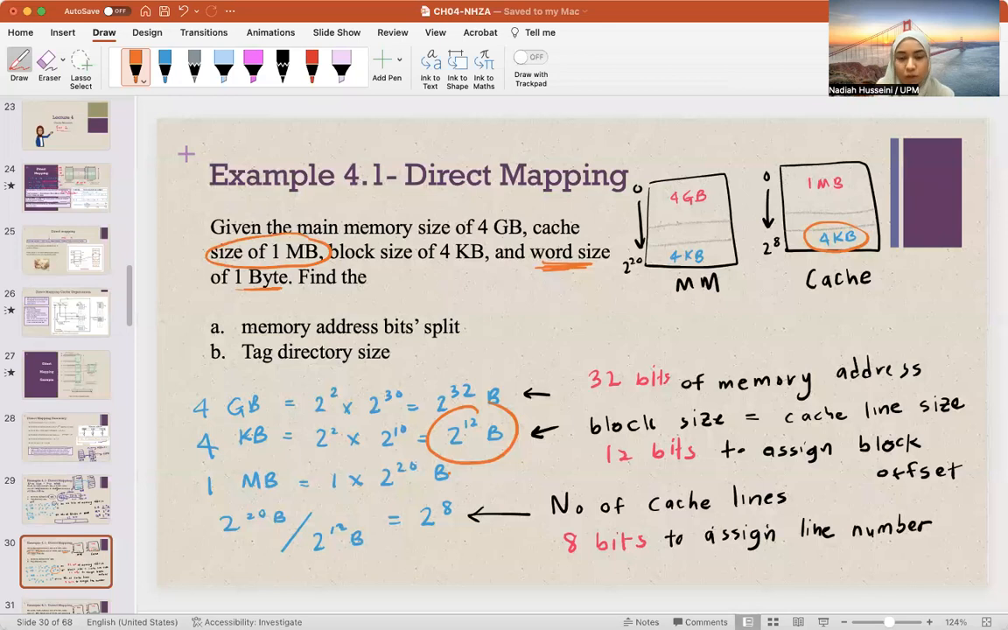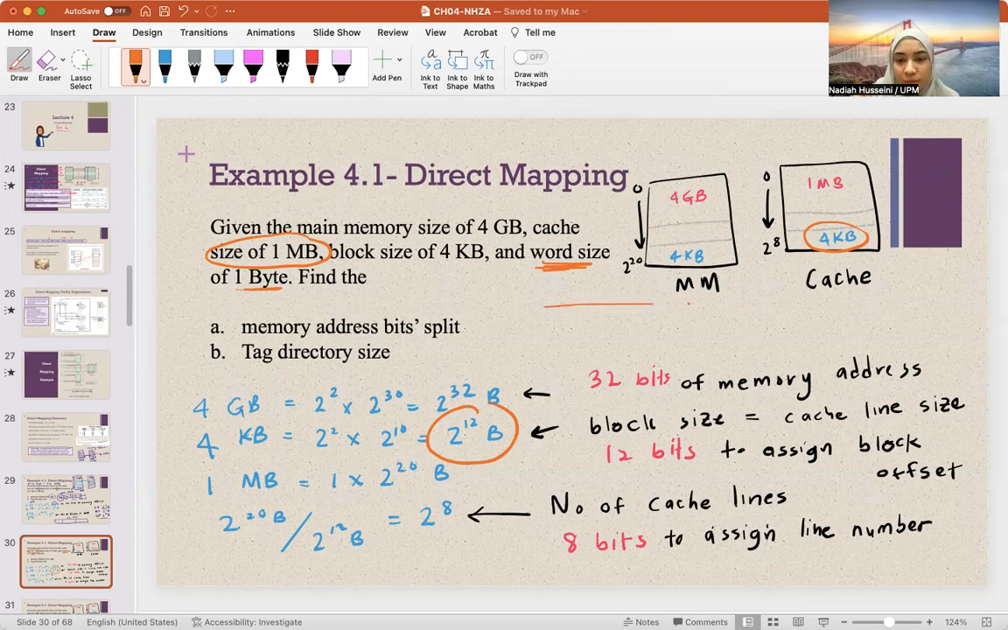Okay, so what information do I have so far? I have 32 bits of main memory address. This is the first information that we got from the 2 to the 32, 4 gigabyte main memory. And then we know that the block size is equal to the cache line size. And this was 2 to the 12, which is 12 bits to assign each block offset. And then we have 8 bits to assign the line number.